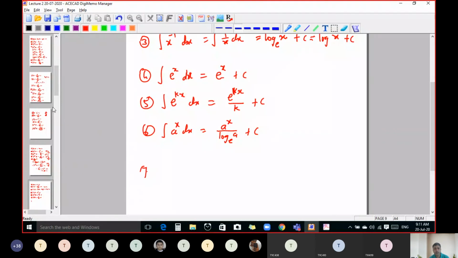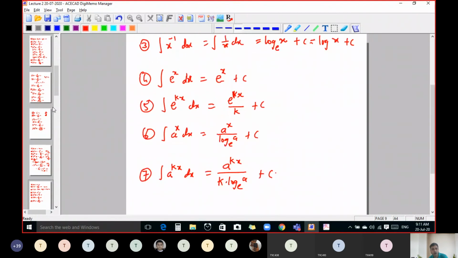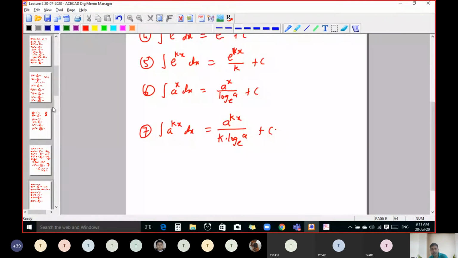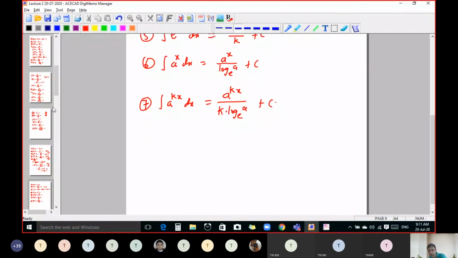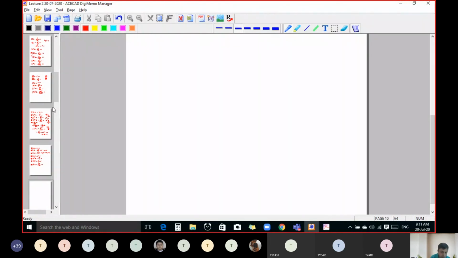Now 7. Integration of a raised to kx dx. The answer is a raised to kx upon k into log a base e plus c. So this is the revision of a few results. Let us continue with result number 8.